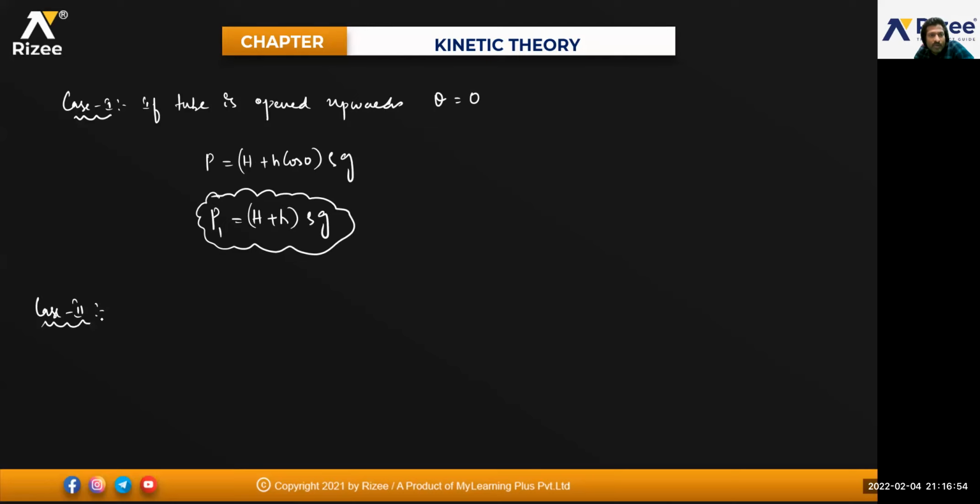The same way, case number 2. If the tube is opened downwards, okay, opened upward means the tube is like this. In this one something is being filled. If the tube is opened downward, it means like this.